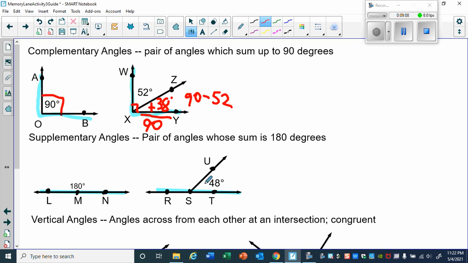So we need to figure out one number plus 48 equals 180. And basically the way to do this, just subtract 180 minus 48, which is 132. So that's a quick way to check: 180 minus 48, and you'll get the same answer.